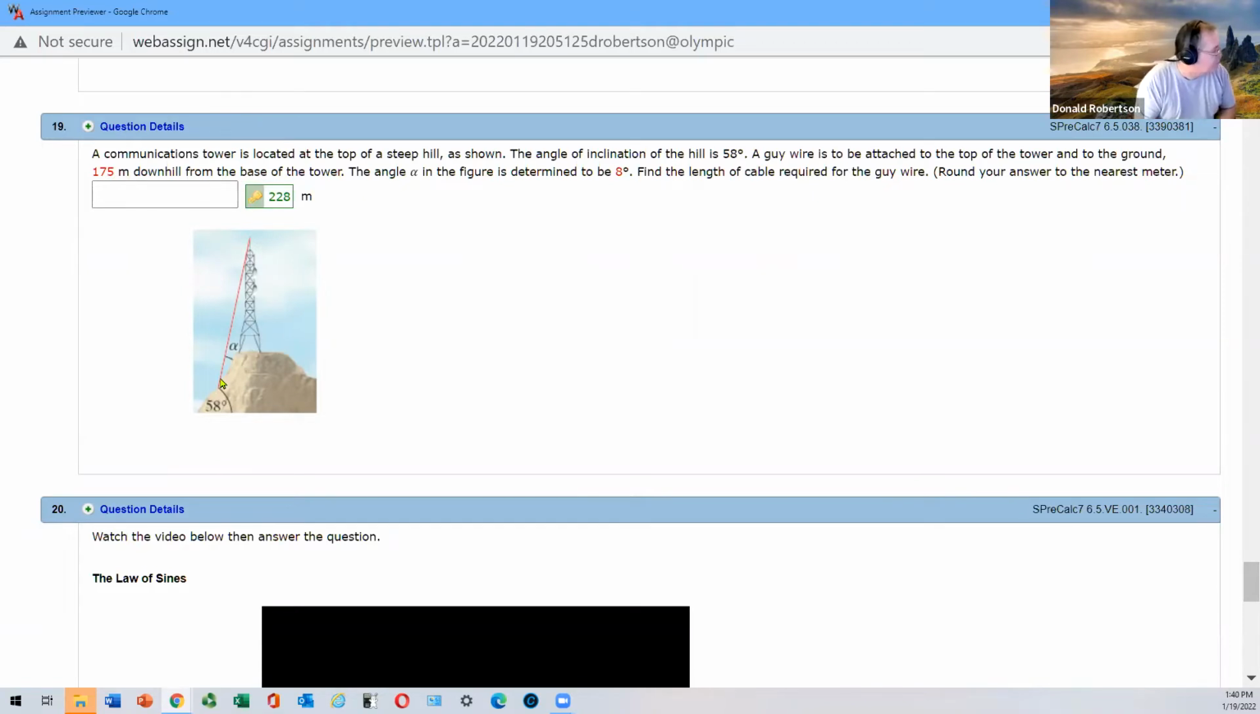I better start writing this before I lose track of it all. So we have an angle going like this. We have a vertical going like this. We have a guy wire going like this. Okay, got that. And we have another line going like that. And we know that this sloping distance is 175, in red. And the angle alpha is 8 degrees. So that angle there is 8 degrees. And we are being asked to find the height of the tower.